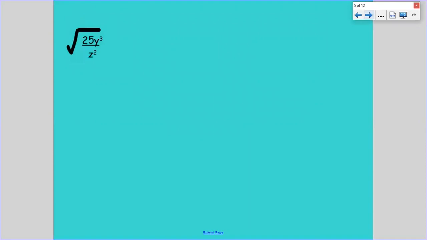Okay, let's bring in some variables here. So the square root of 25y to the third over z squared really equals the square root of 25y to the third over the square root of z squared. Now, the square root of z squared, we've already talked about this. If you square something, but then turn right back around and square root it, you're left with the original z.